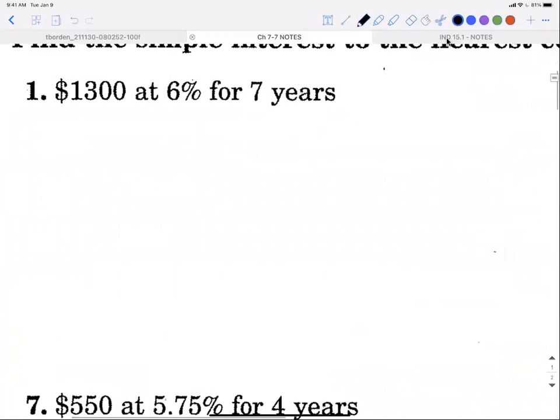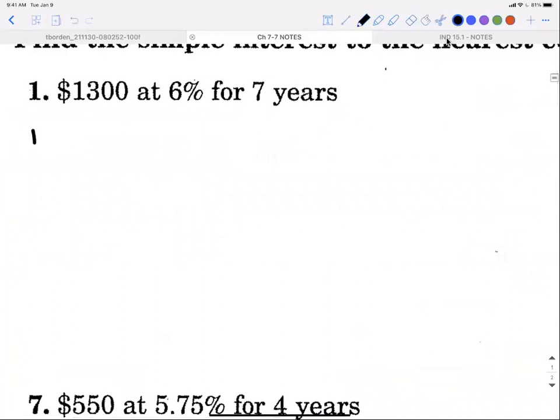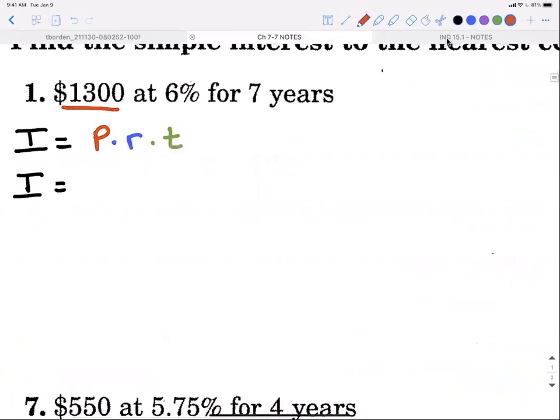All right. So for number 1, remember our equation is interest equals principal times rate times time, right? That's our equation. So we're going to plug in what we know. We know that our principal amount is $1,300. So we're going to plug $1,300 in there. Times our rate. Now remember, our rate is 6%, but we have to convert. So it's really 0.06 is what you're going to plug in for your rate. And then the time is already in years. Great. You just plug in the 7.